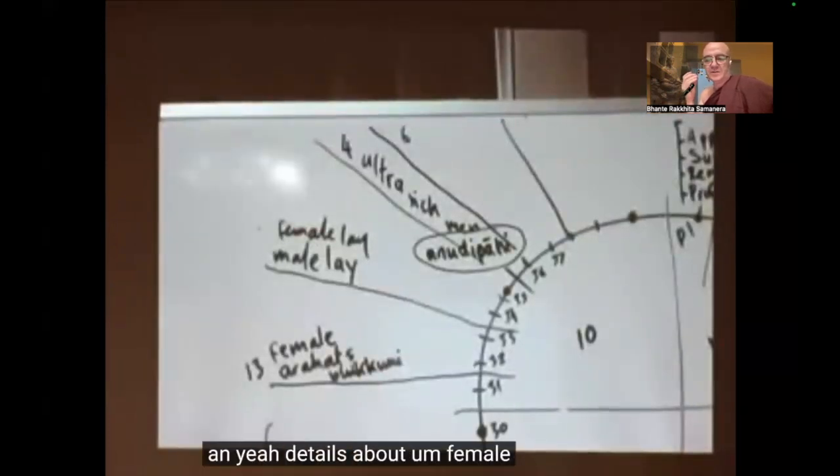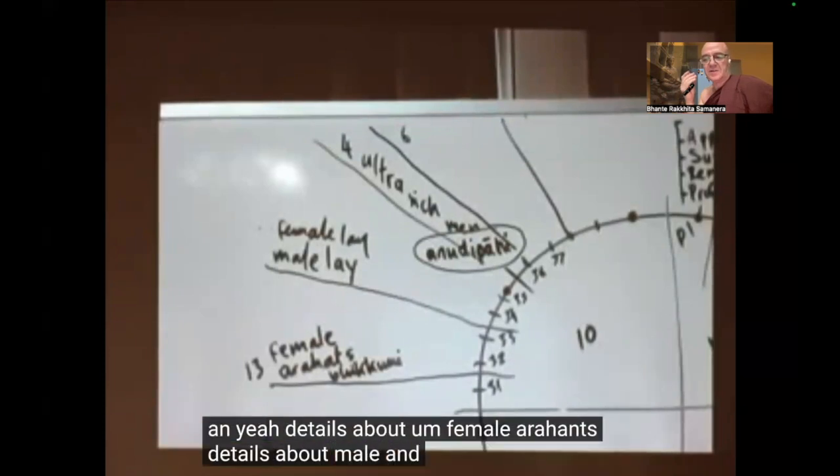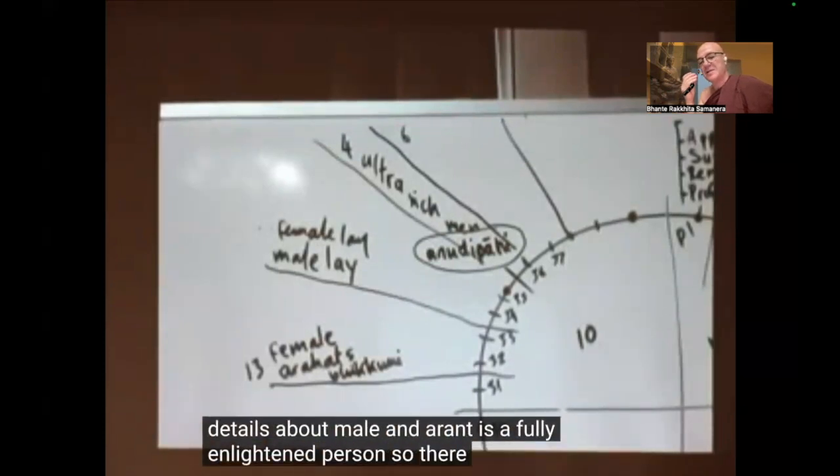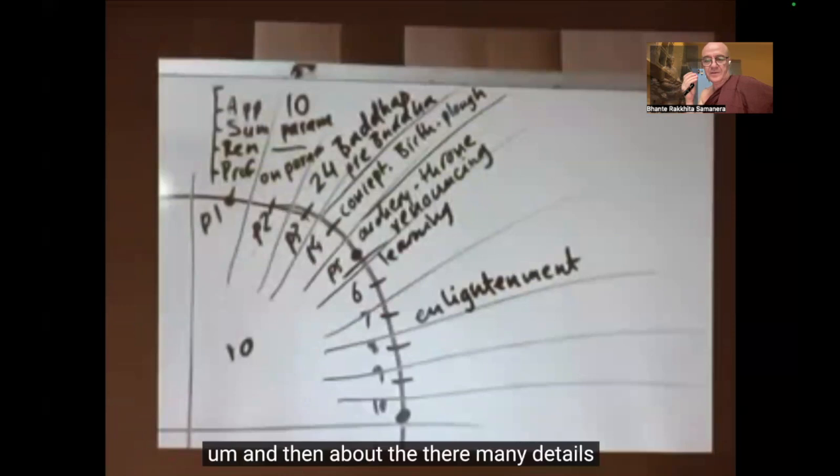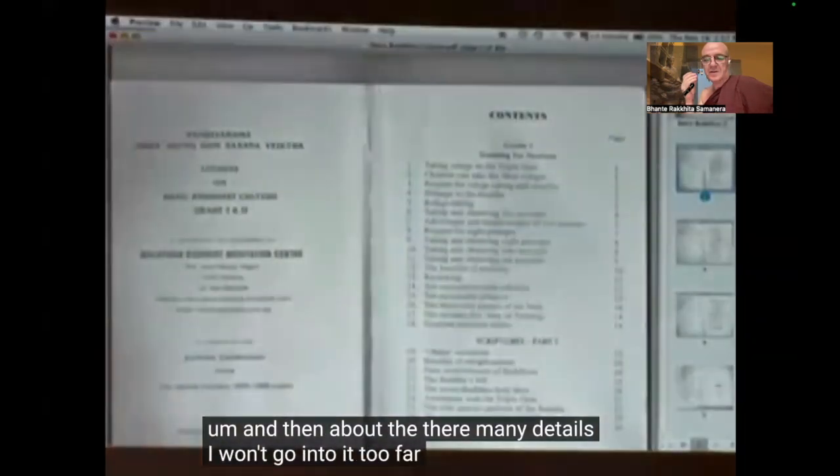Details about female arahants, details about male arahants. An arahant is a fully enlightened person, so there are 13 fully enlightened bhikkhunis. And I can't remember the number of male ones. There are many details, and I won't go into it too far.